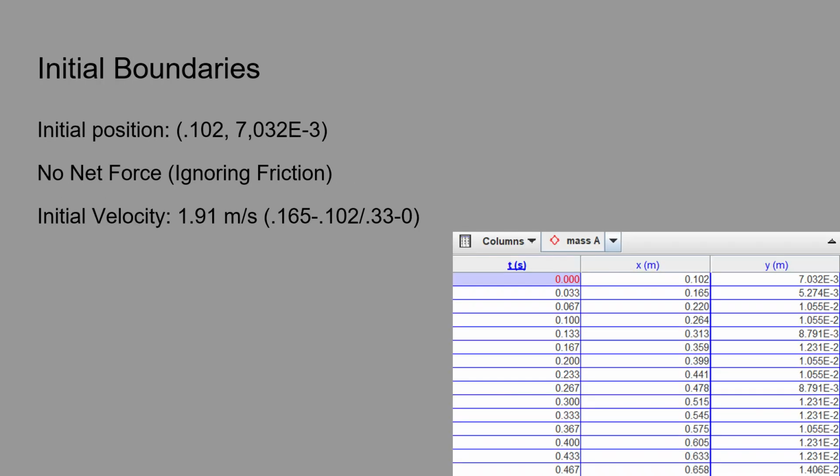For the system of this experiment, we have the eraser, and the surroundings would be the table, the ruler, and effectively everything else. Some of our initial boundaries were the initial position, where it started at 0.102 meters. This y coordinate doesn't actually matter for the sake of this experiment. We know that no net force should be applied if we choose to ignore friction for the sake of this lab. Then after that, to get initial velocity, we used the first two points where we did x2 minus x1 divided by delta t.